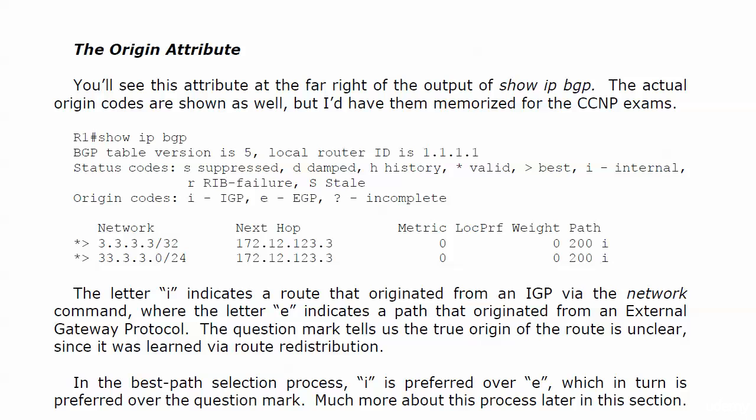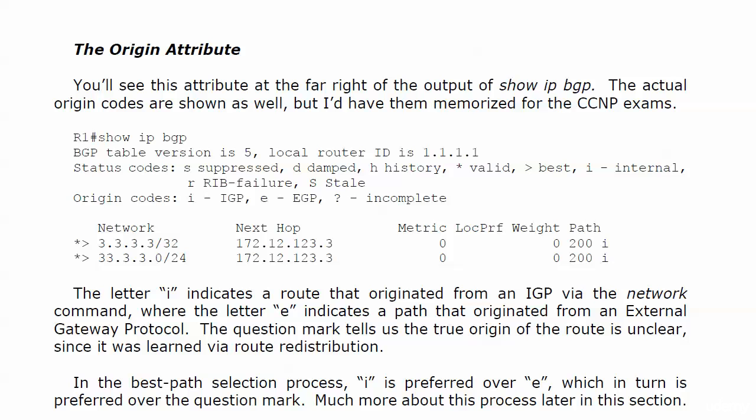And by the way, I've set up another lab, so these routes are gone from the live equipment, so I'm bringing them to you on the board right now. We will be back on the live equipment very soon. Now, the actual origin codes are shown as well in the little origin codes row under show IP BGP. I would definitely have these down cold for the CCNP exams, and they're very straightforward, nothing confusing here.